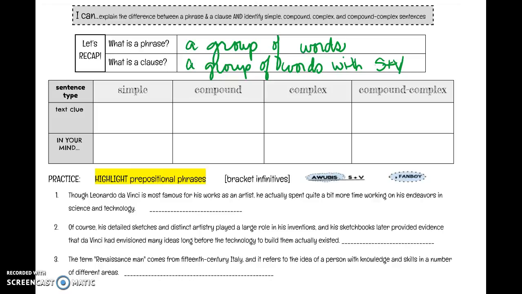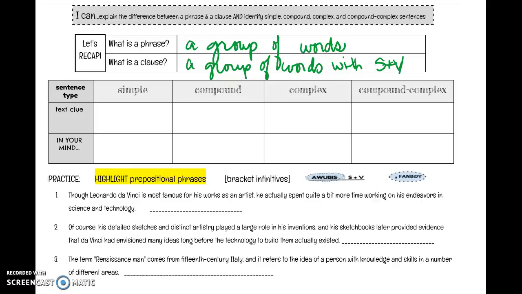A dependent clause, just like it sounds like, is dependent on another clause to make sure that it makes sense. Both of them have a subject and a verb, but a dependent clause is going to start with one of our AWUBIS. So let's look at how we build sentences using phrases and clauses.